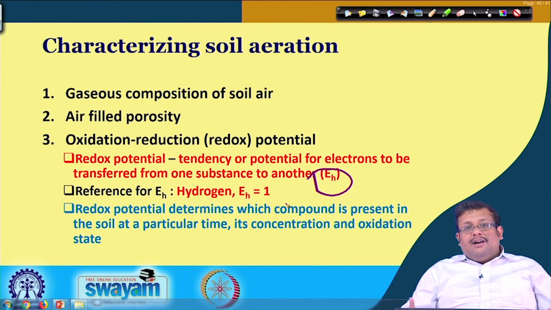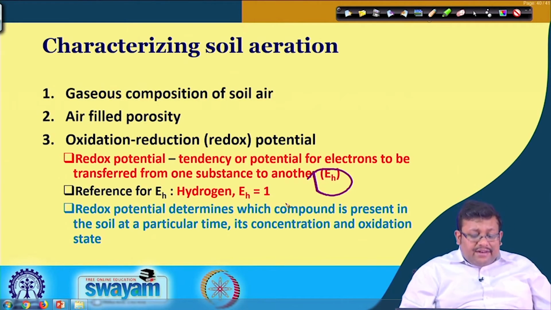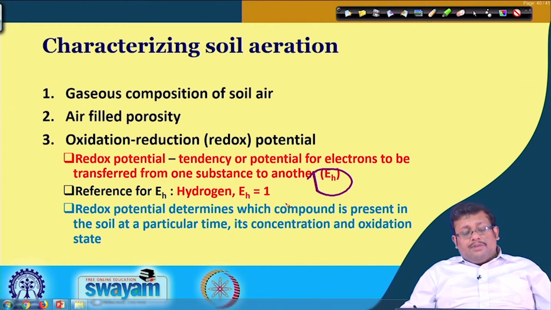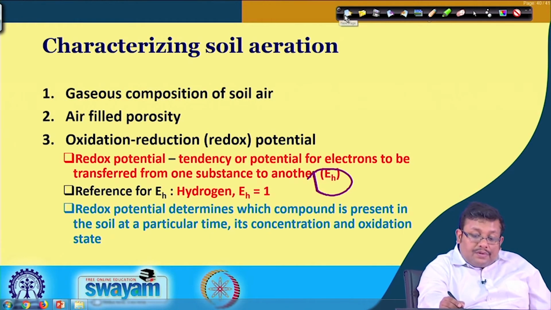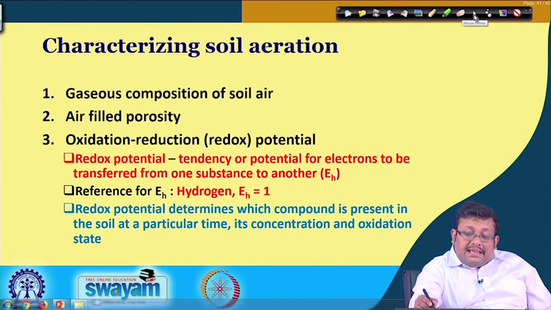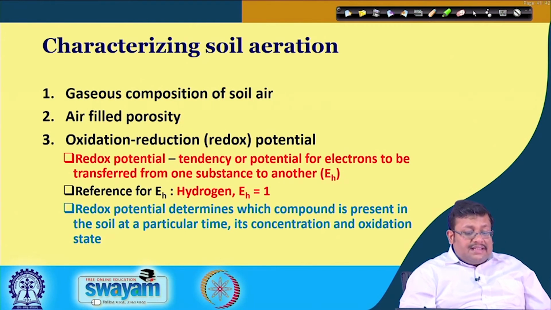In case of higher redox potential, obviously there is an oxidized condition, and lower redox potential generally indicates the reduced condition. So, there should be some reference. In this case hydrogen, obviously, the redox potential is 0, and redox potential basically determines which compound is present in the soil at a particular time and its concentration and oxidation step. So, we will see that later on in the next slide probably.